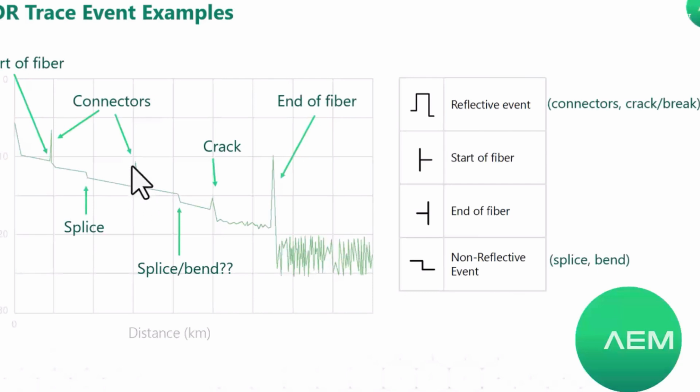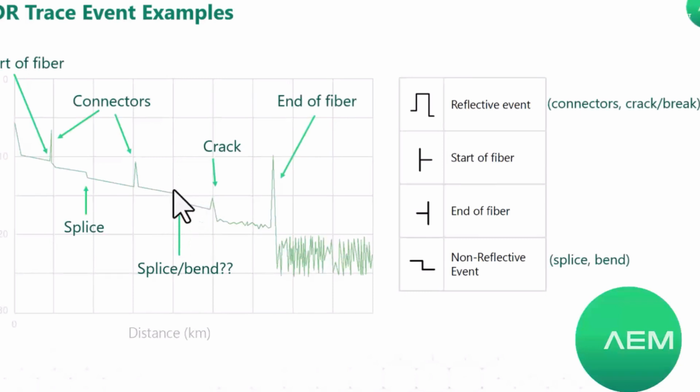Here's another example of a connector where we see that reflection, and then the loss continues. Now when you see a reflection, the difference from this point where the reflection starts and the point where the reflection ends right here is the loss of that connection point. Here is what could be another splice with more loss, but it could also be a bend in the fiber. This could be commonly seen if you have a service loop, for example, or any other kind of loop in the fiber. It can show up like this.